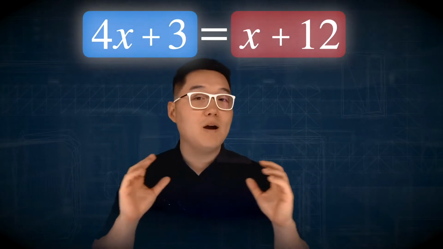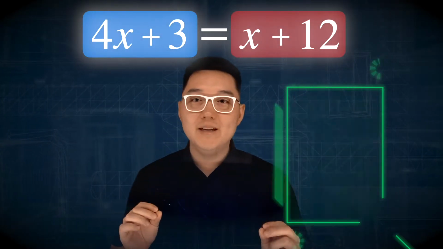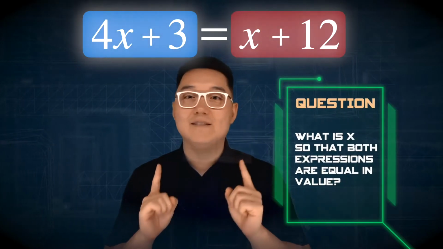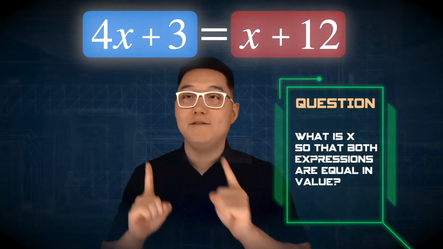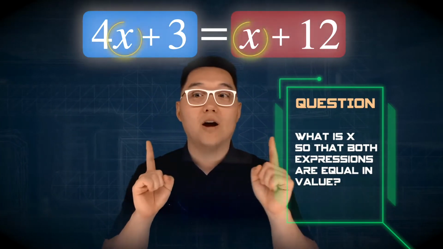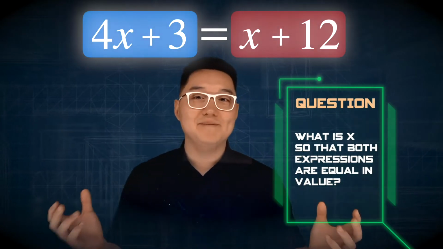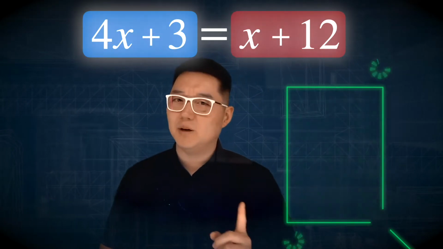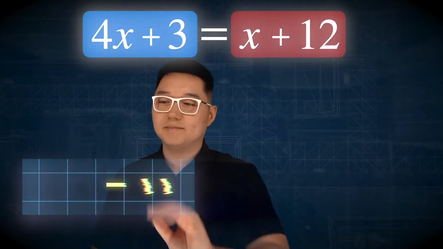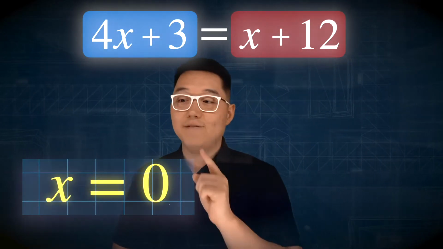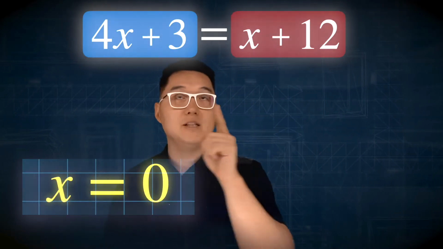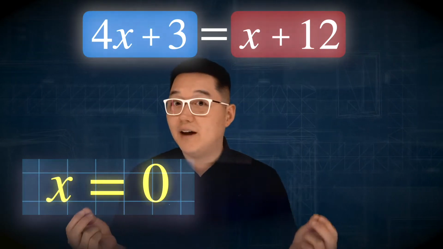So when you're solving a problem like this, what you're really doing is finding what x has to be so that when you evaluate both of them, they are equal in value. Here's what I mean. What if x is 0? So now if I plug in 0 to both expressions, are they equal in value?